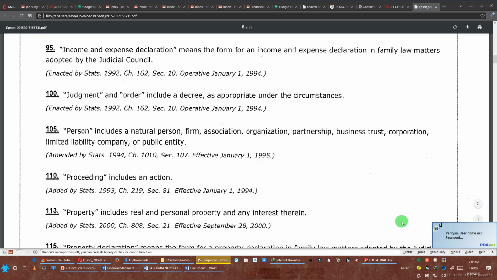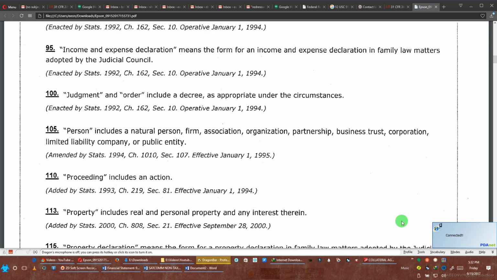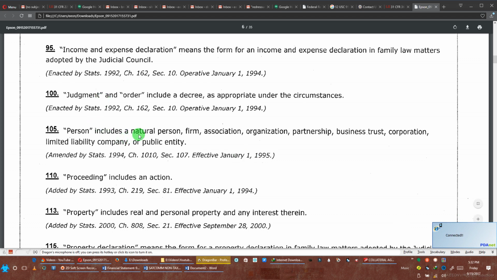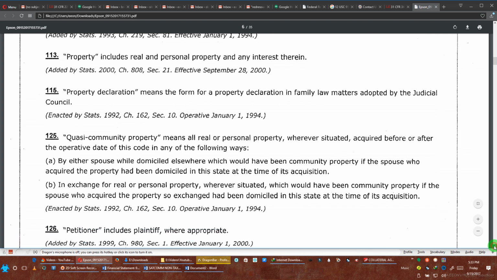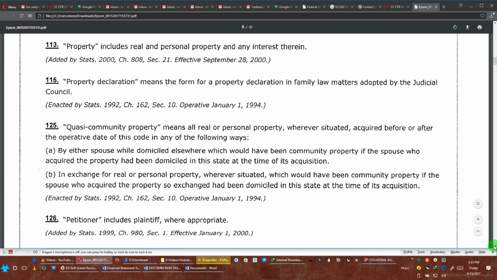All right, person includes natural person. Look at that. A natural person. Like I said, individual means a natural person. You already seen that, right? You already know about that. Proceedings. Property includes real and personal property and any interest therein. So even when you talk about property, you're talking about interest in a property. Property declaration means a form for a property declaration in family law matters adopted by the judicial council. Okay, there is a way to do a property declaration on the record with your birth certificate.